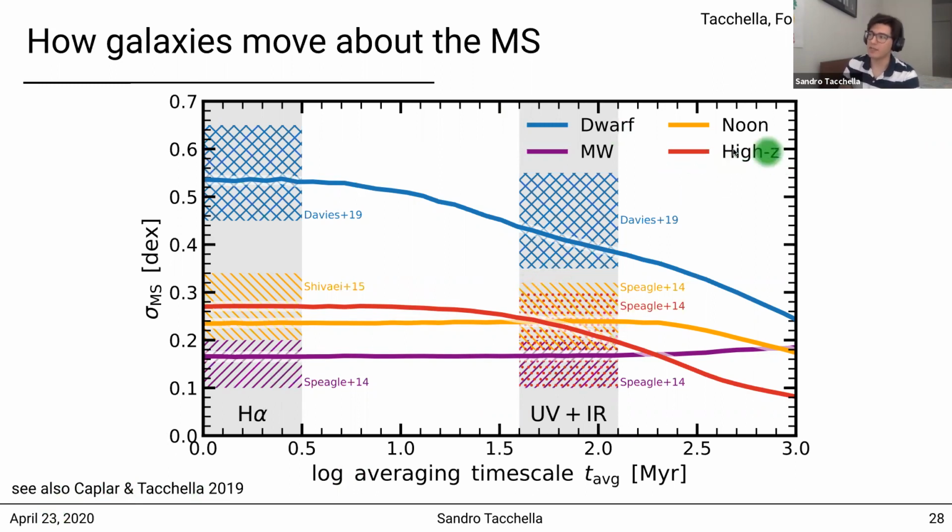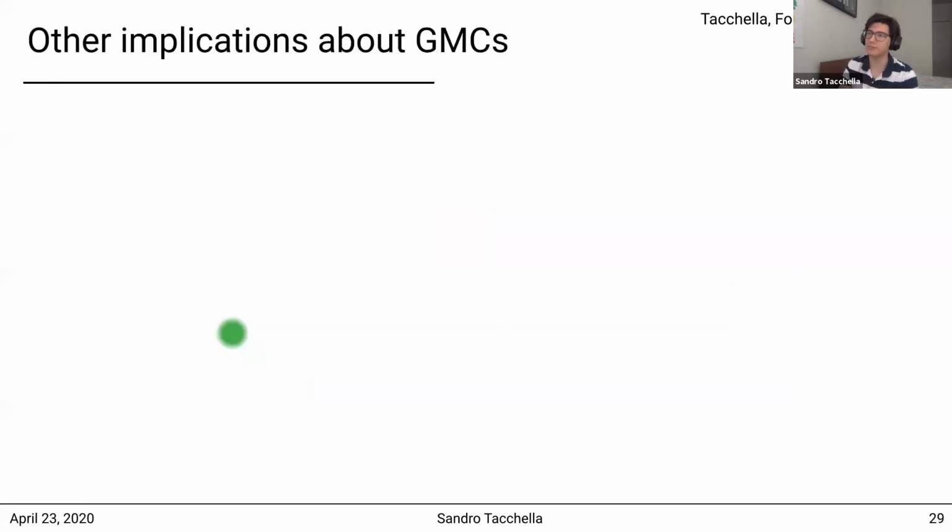Motivating JWST, you can see that here in the high redshift regime, we don't have a good measure of the scatter at the moment, at redshifts of, let's say, 6. JWST will be able to measure H alpha, so we'll be able to get constraints on the burstiness of these high redshift galaxies through H alpha star formation rate measurements.